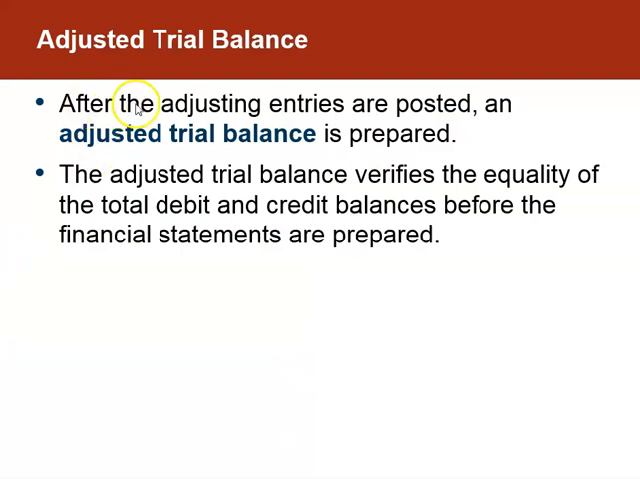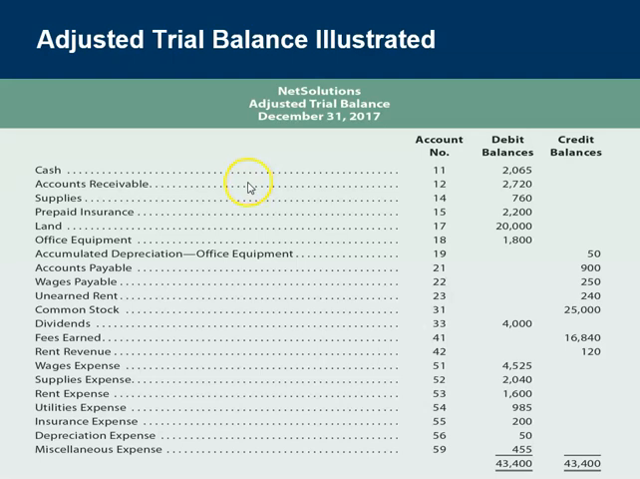Okay, so after the adjusting entries are posted, an adjusted trial balance is going to be prepared. Remember, we already did an unadjusted trial balance. Now we're going to do an adjusted trial balance. Okay, now here is your adjusted trial balance. I don't remember the totals for all of these accounts, but I do know that we have some differences here, and some of these are not.